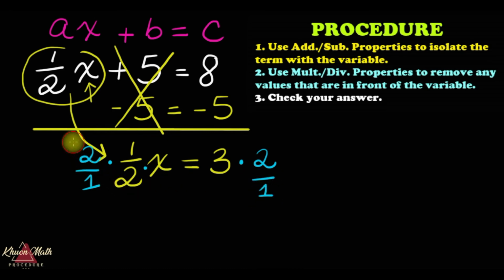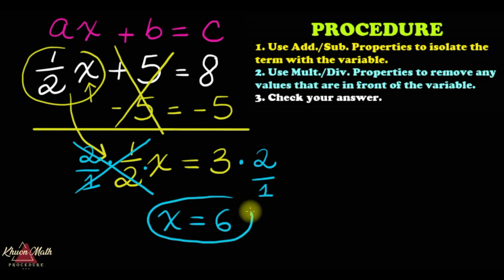Okay, and then here you're just going to multiply into a 1, so you're left with x. And then here 3 times 2 is 6, divide by 1 is also 6, so x equals 6. Alright, so that's step 2. Step 3 is to check it.